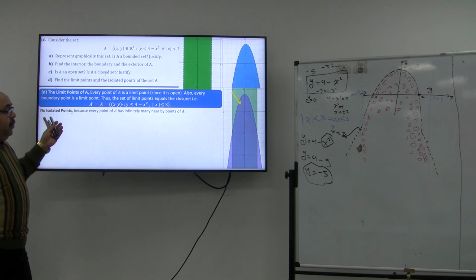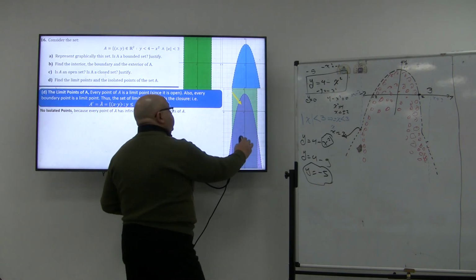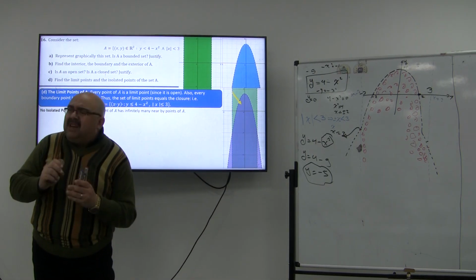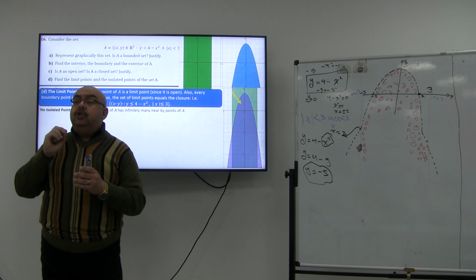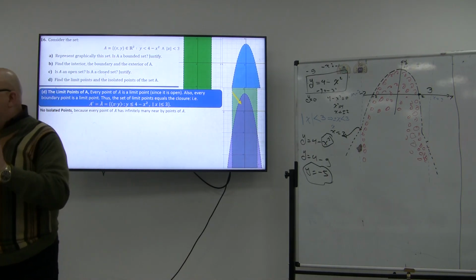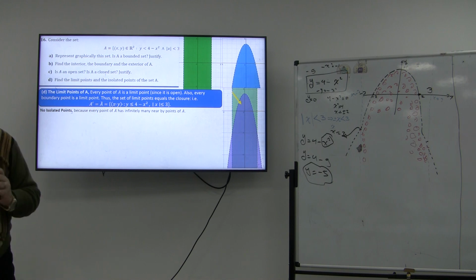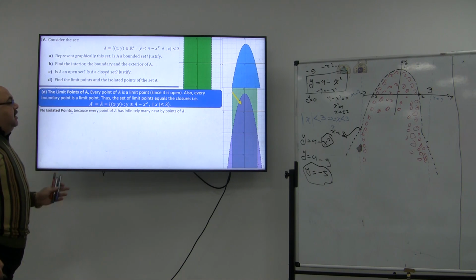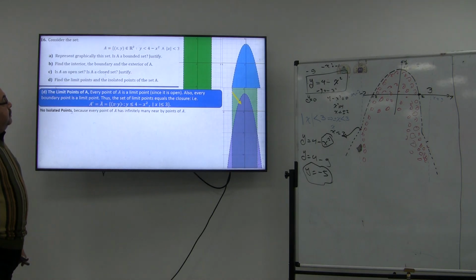No isolated points, I don't have any points within my region where the intersection between a neighborhood and your set gives just that point only. There is no such neighborhood, so there is no isolated point because every point has infinitely many nearby points around it.